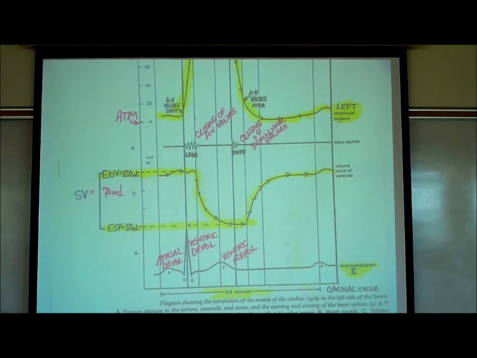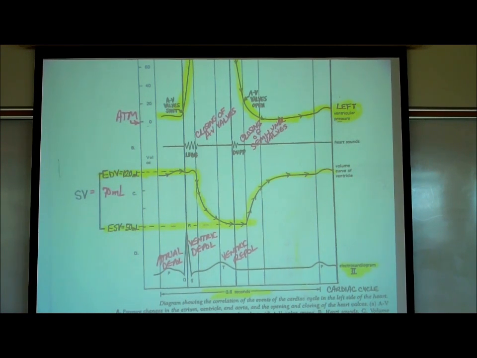Now, eventually, the ventricle is going to start to relax. And what's going to cause it to relax? The timing of relaxation is the repolarization in the ventricle. Because we know that it takes about 300 milliseconds for that action potential, and around the same time that it repolarizes, the ventricle starts to relax.